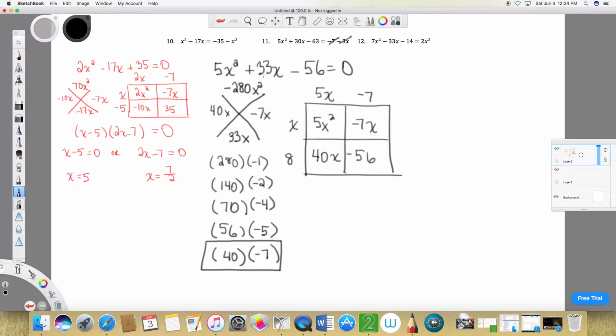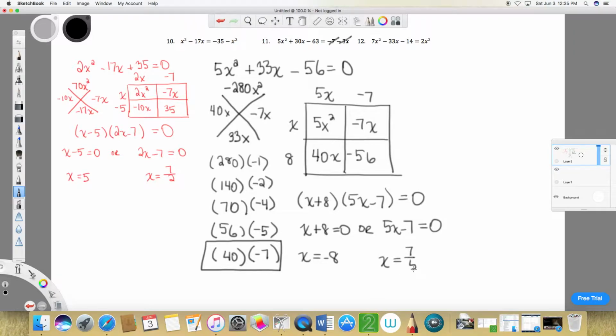And so I believe that this 5x squared plus 33x minus 56 factors to x plus 8 times 5x minus 7. And if that product equals 0, then either x plus 8 is equal to 0 or this 5x minus 7 is equal to 0. So we have negative 8 or 7/5 as the solution to this equation in problem 11.